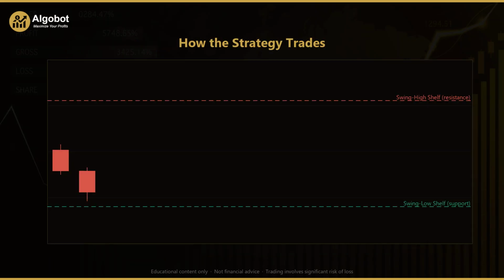Let's bring the logic to life on the chart, candle by candle. Notice there is no oscillator panel here, because this strategy reads structure alone. The two dashed lines are the shelves price has drawn for itself, a green support shelf near 1.0840, and a red resistance shelf near 1.0900.